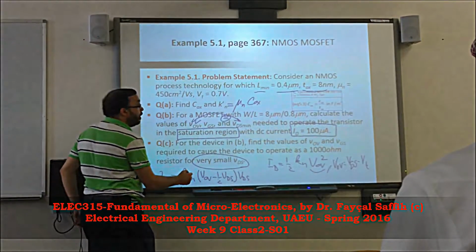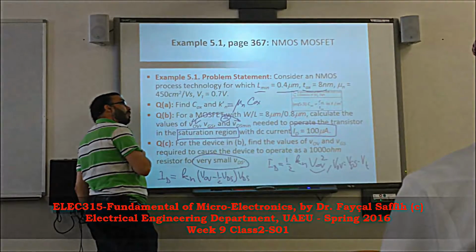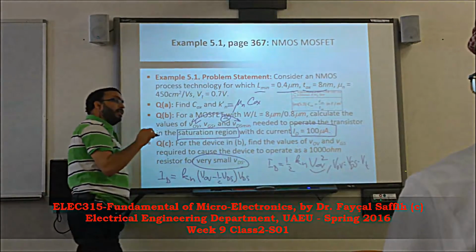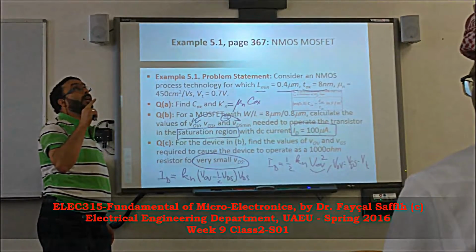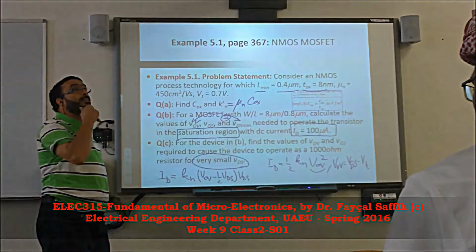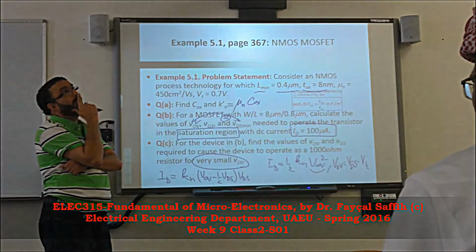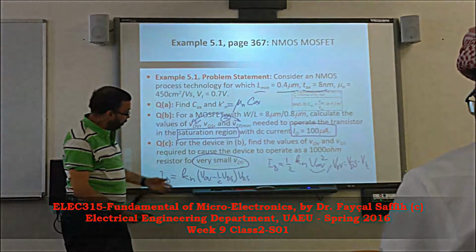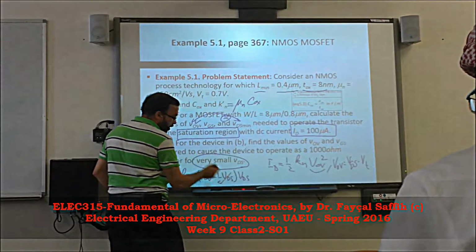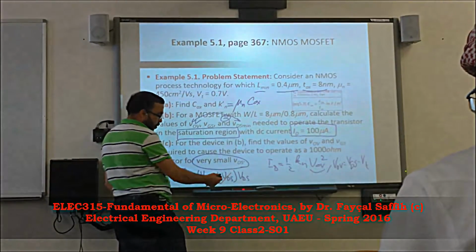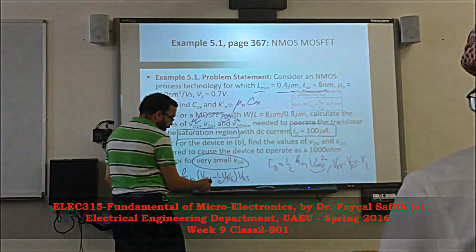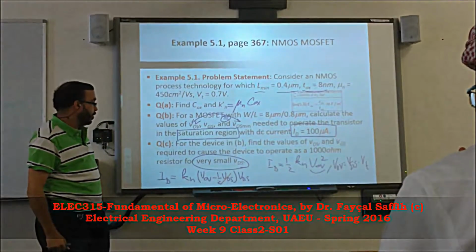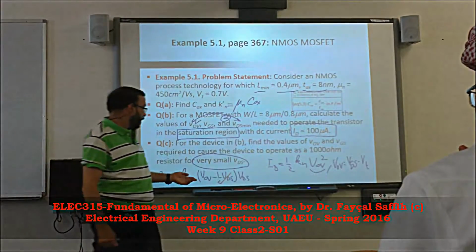Times Kn, which is Kn prime multiplied by W over L. Here in this case, this term is gone because it's so small compared to the overdrive. So we have Kn, the overdrive, and VDS. Bingo. That's it. So the question is to find the overdrive.